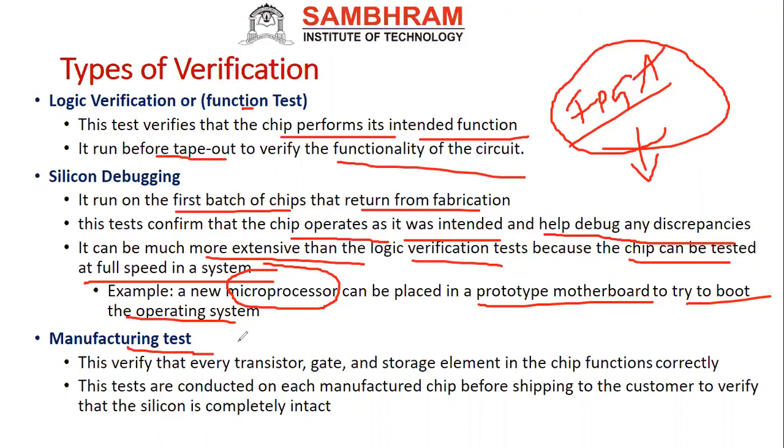Next is manufacturing test. The manufacturing test is one of the very important tests. It will verify that every transistor, each and every gate and every storage element in the chip functions correctly. If I take one chip normally, how do I check? I should go to the bottom level. Which is the bottom level in the chip design? The bottom level is the transistor level. From the transistor only, I'll go to the gate. From the gate, I'll go to the next level, and from there to the higher level. So we have to verify each and every level. Then only we can say the chip is functioning correctly.